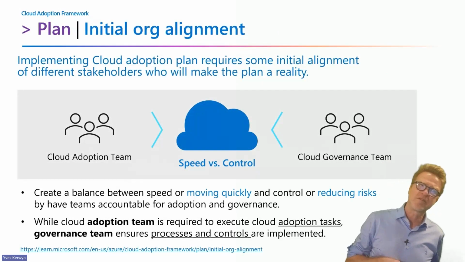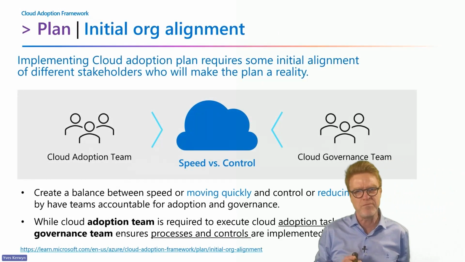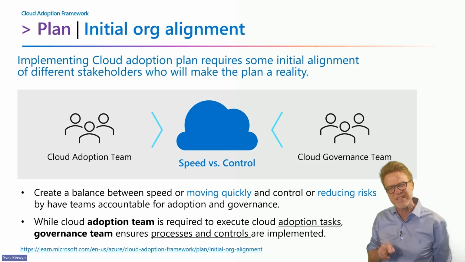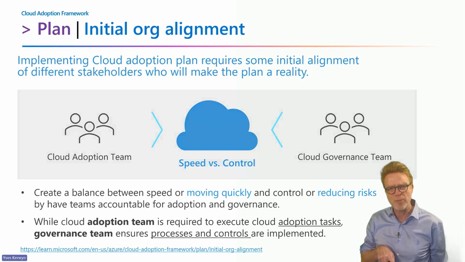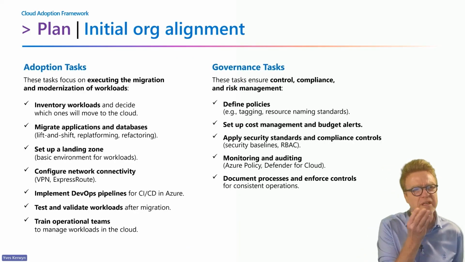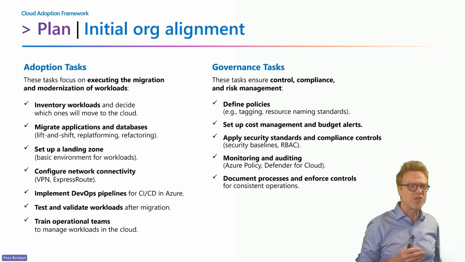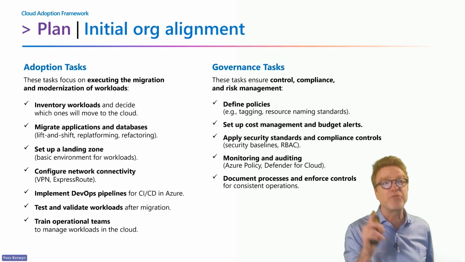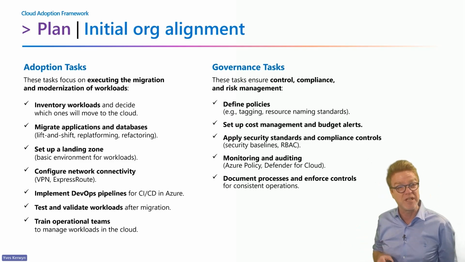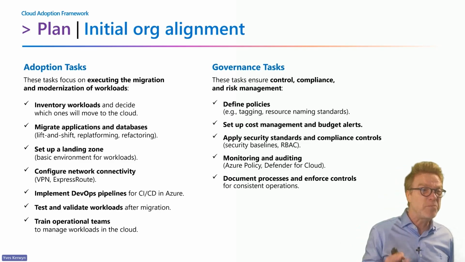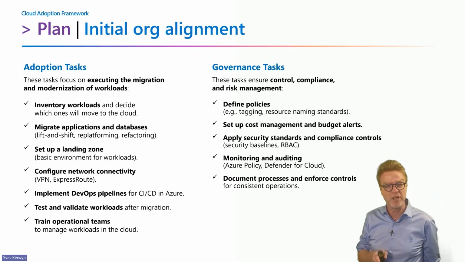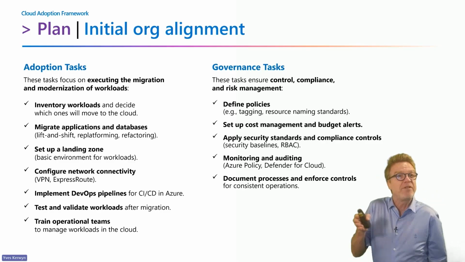And then you have the need of a cloud adoption team. I'll discuss that later. And you need a governance team. It's important that you understand that this is not the same thing. To help you understand that, I created this slide. An adoption team is typically related to inventory workloads, migration applications, the setup of the landing zones, which we'll discuss as part of the next methodology, configure network connectivity, implement DevOps pipelines. And it's really very foundational stuff that needs to be done, which is related to adopting the cloud.